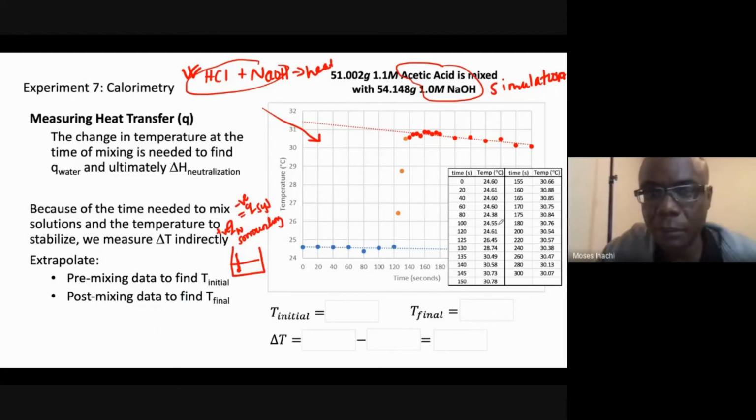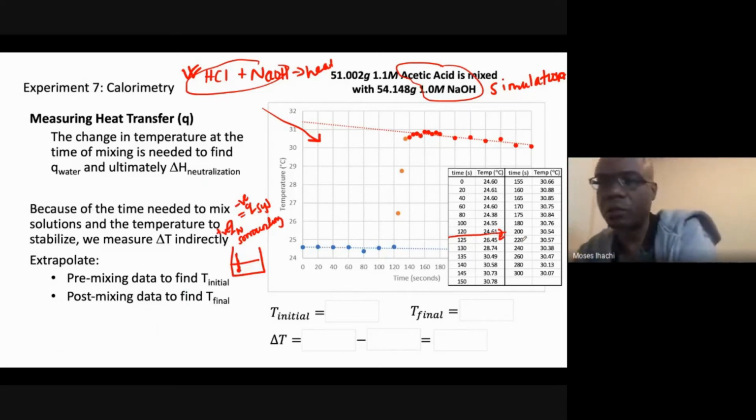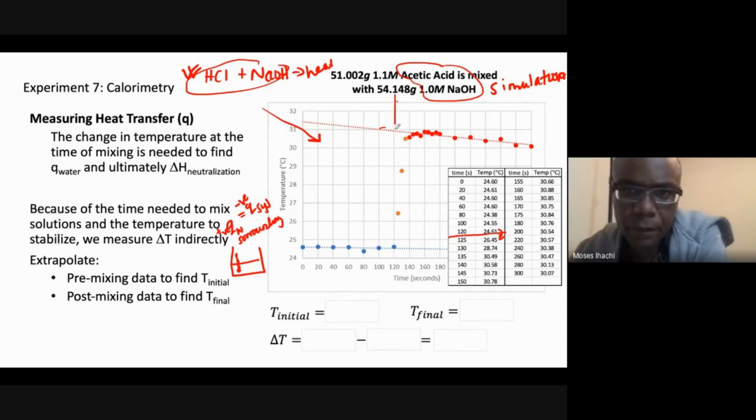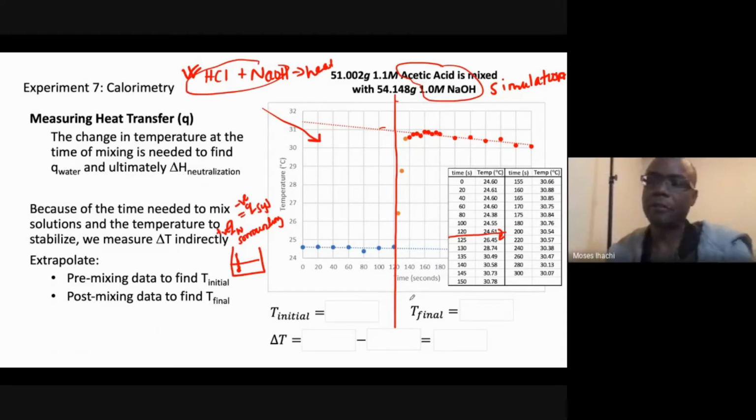And the mixing point for this one was at about 120. That's where the temperature spiked a little bit. So one would want to draw the mixing line. So you would want to draw a straight line right there, and you have to draw it in your graph. I'll be grading it. So that line marks the time of mixing.